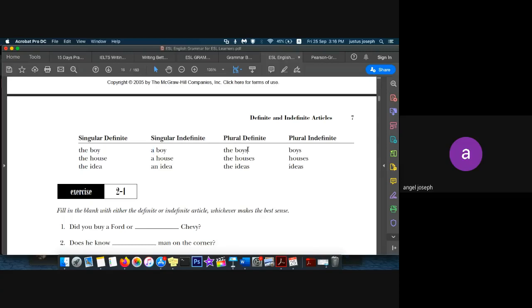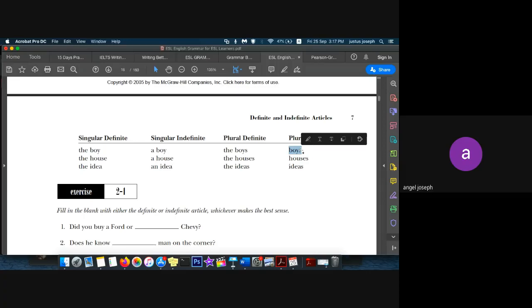When it becomes plural, here it was singular, the boy. When it becomes plural, it becomes the boys. You will just add s here. That's all. Okay. But if you look here, a boy will not become a boys. No, it will simply become boys. This most of us already know.